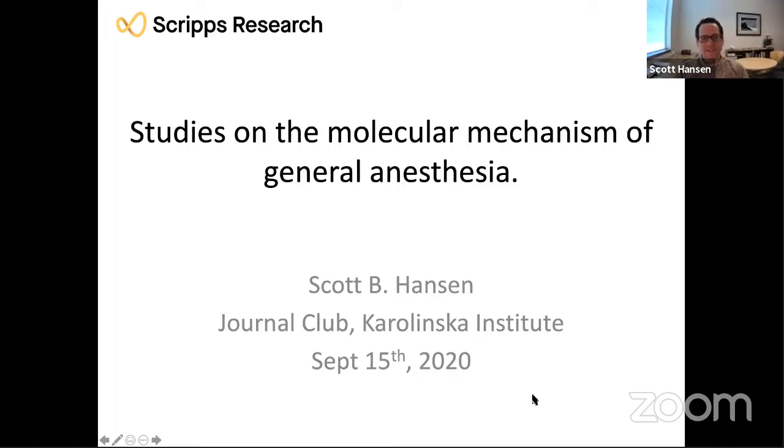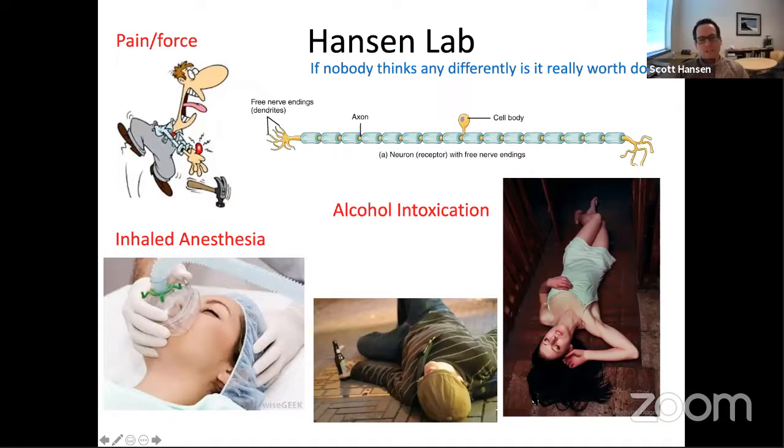Again, I'm really excited to have this opportunity. As I mentioned, we've been studying the plasma membrane, and recently we published a paper titled Studies on the Molecular Mechanism of General Anesthesia. And that's primarily what I'll talk about today. We are interested in everything from pain and force transduction and all kinds of anesthetics, inhaled anesthetics, alcohol. And generally we're interested at the biophysical level of how these things work.